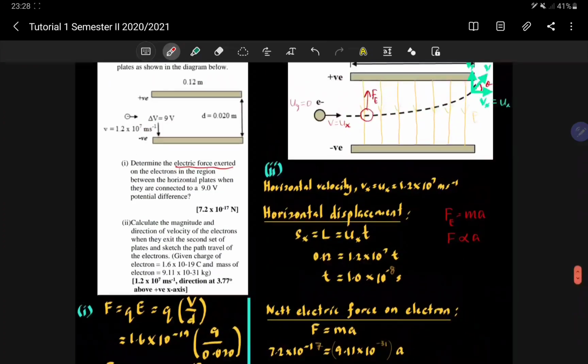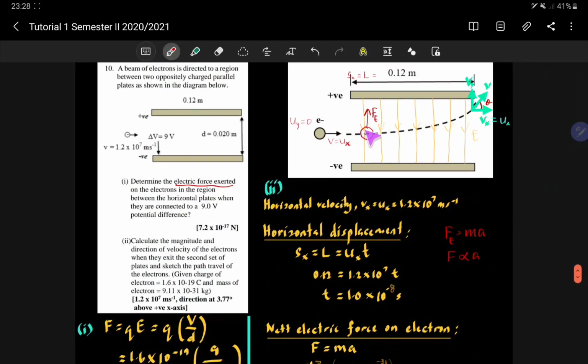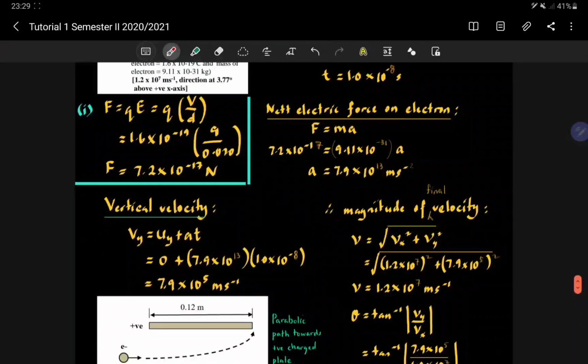So this is the electric force exerted on the electron, causing it to move upward there. Now they ask you to find the speed and also its direction when the electron just exits the second set of plates. So as we know, we need to calculate v. v equals the square root of vx squared plus vy squared.